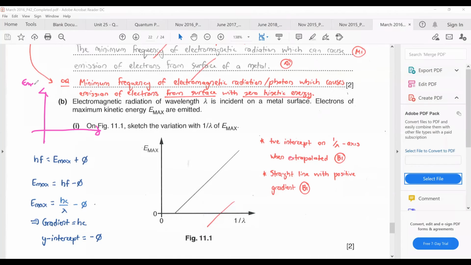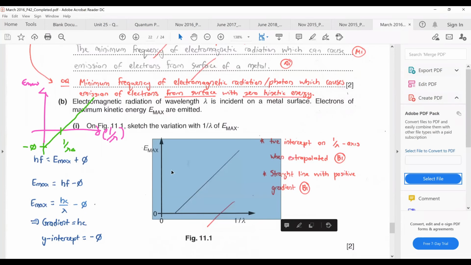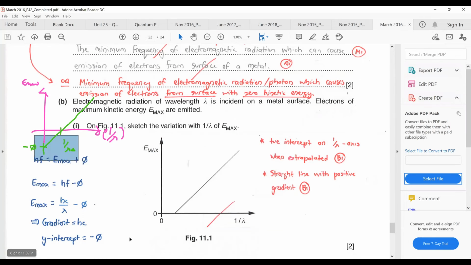Just rewrite it. Emax, 1 over lambda. By right, it should be this. Okay, negative 5, 1 over lambda naught. Okay, so just show for the part where they've written. If they just show you this part, you just draw only for the part that is shown. You don't need to draw this part.